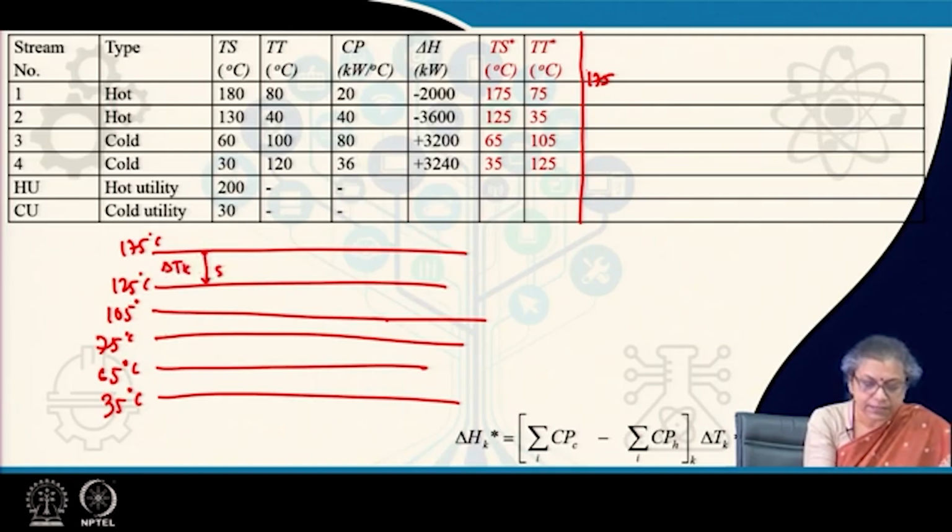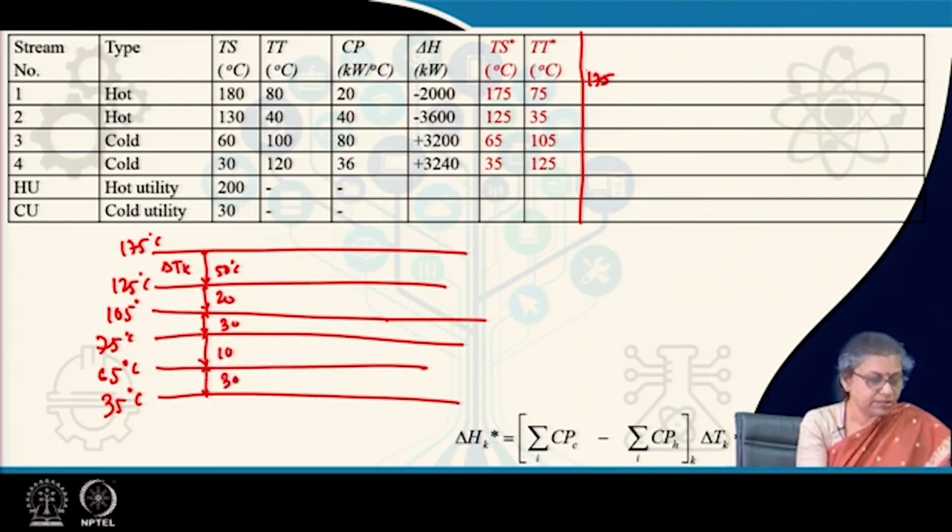In this case it is 50, in this particular case it is 20, in this particular case it is 30, in this particular case it is 10, and in this particular case it is 30 again. Now let me locate all these streams along the intervals that I have drawn.